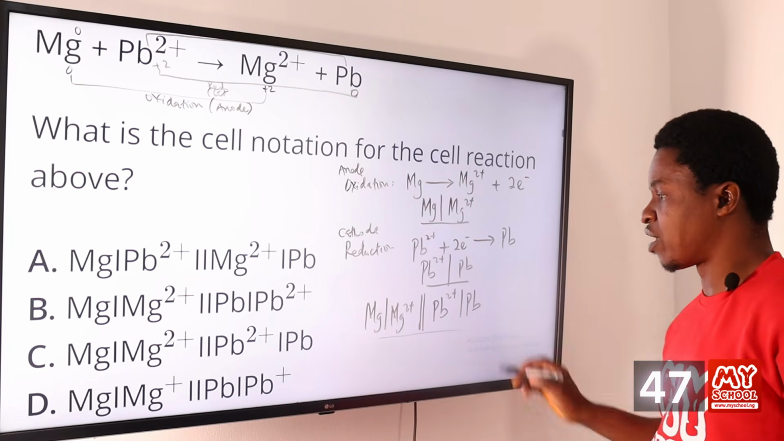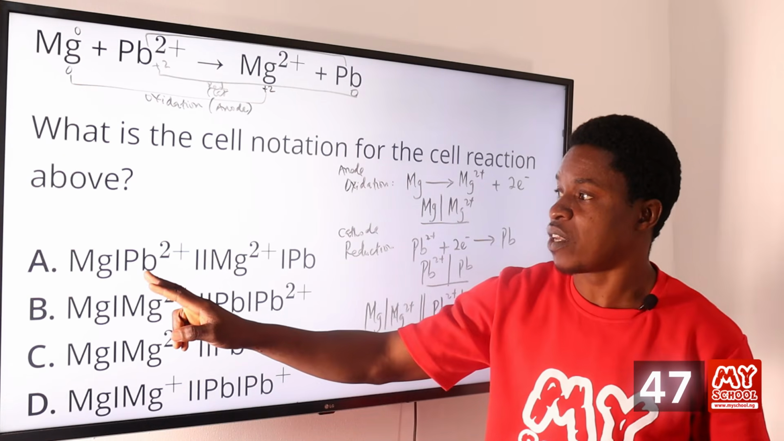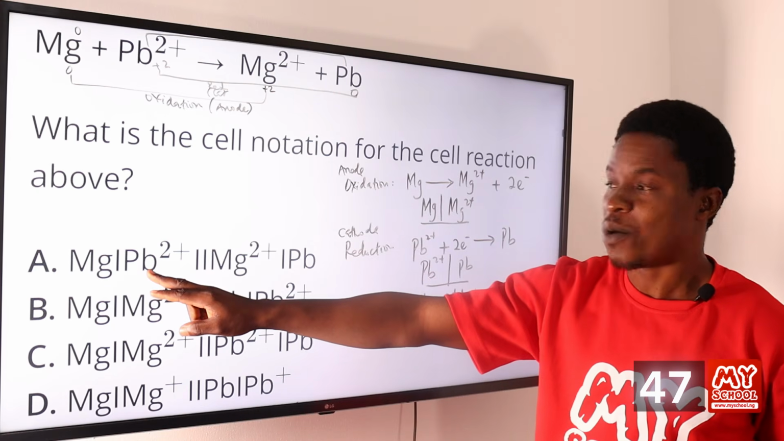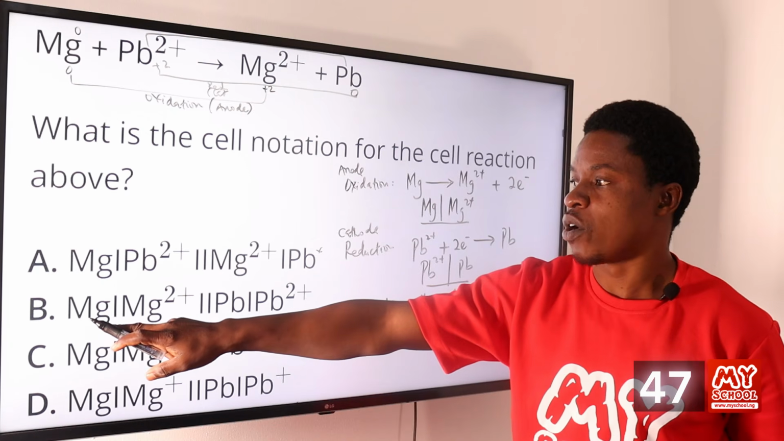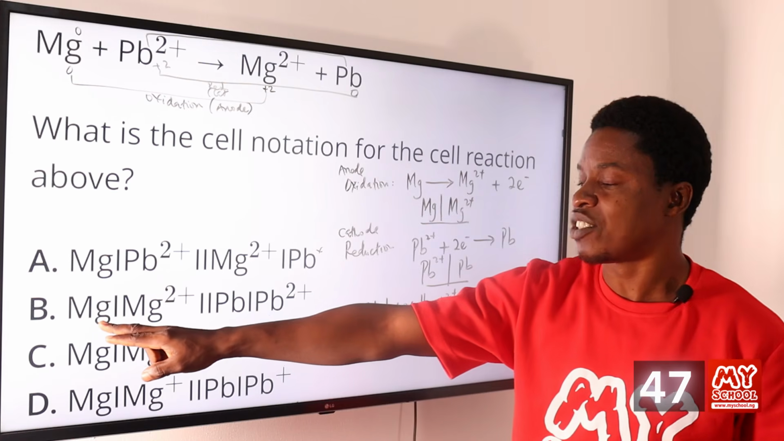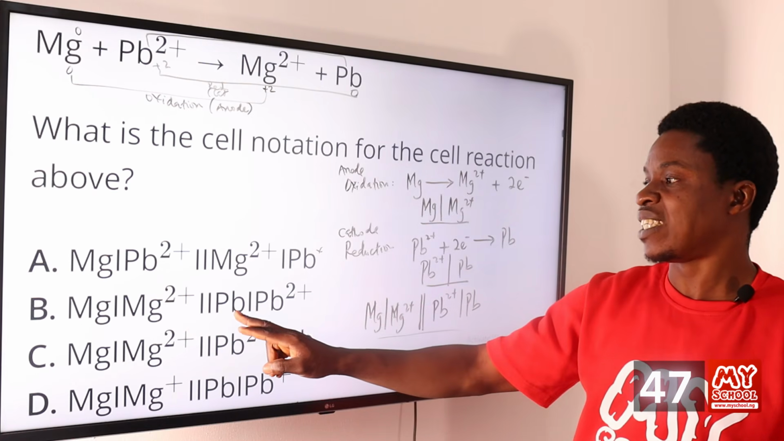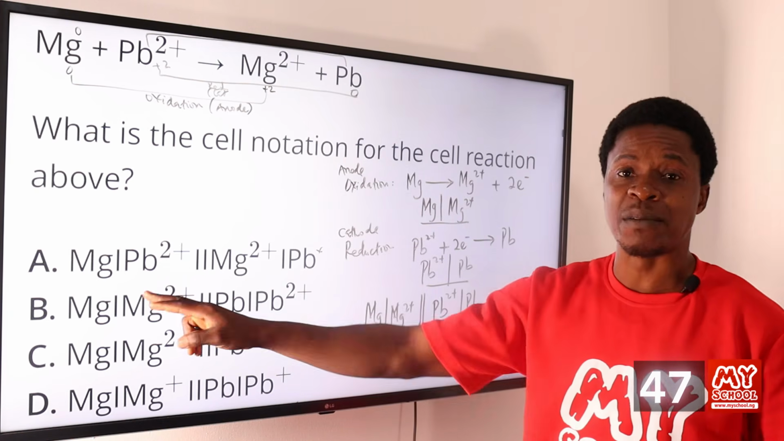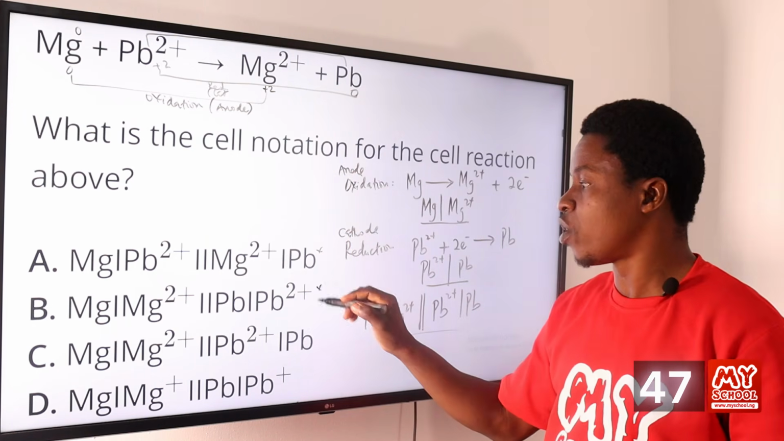So all we need to do is look at what we have in the options and then go for it. We have Mg slash Pb. No, Mg is not oxidizing to lead, so that is wrong. Magnesium is oxidizing to magnesium ion. This means magnesium is losing electrons to become Mg2+, and this is also saying lead is losing 2 electrons to become lead 2+. No, we can't have oxidation taking place in both. Oxidation must take place in one while reduction takes place in the other. So this also is wrong.